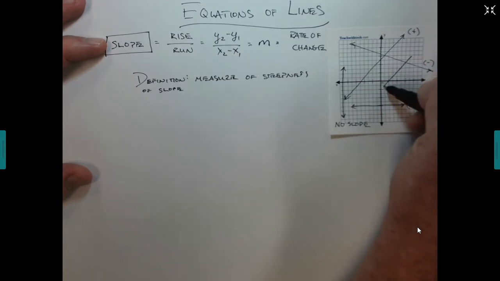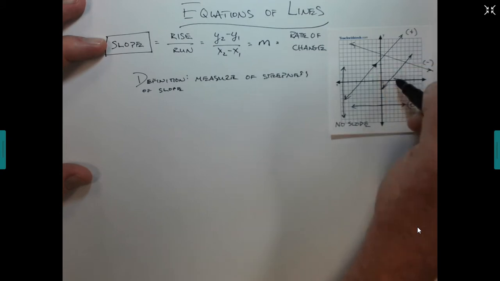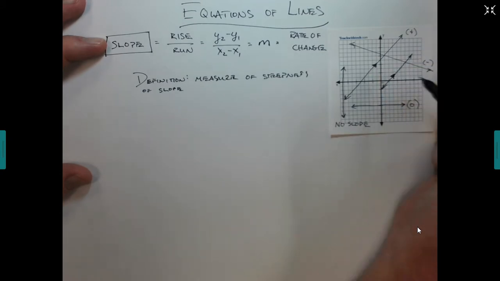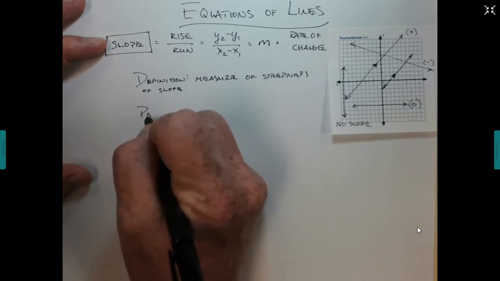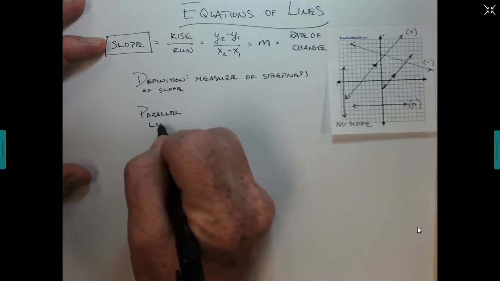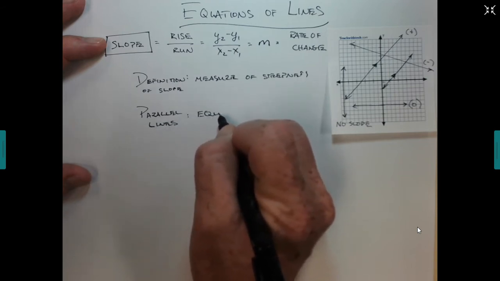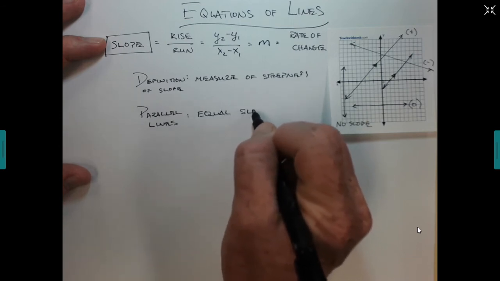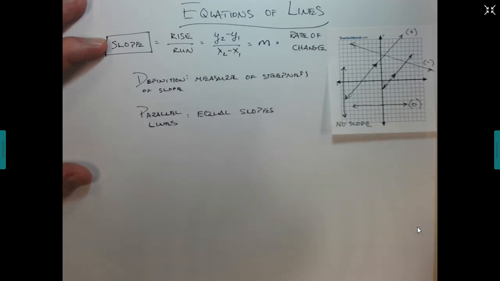if I had another slope that was parallel to it, remember the arrows signify parallel. If I had parallel lines, another test question, they have equal slopes, which should make sense. The steepnesses should be the same.